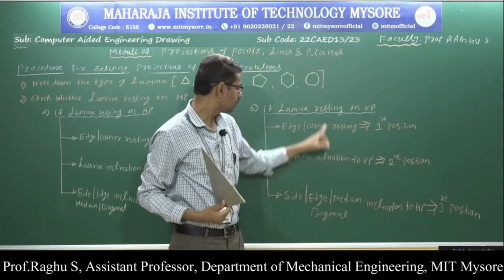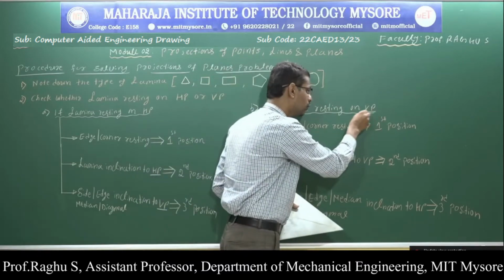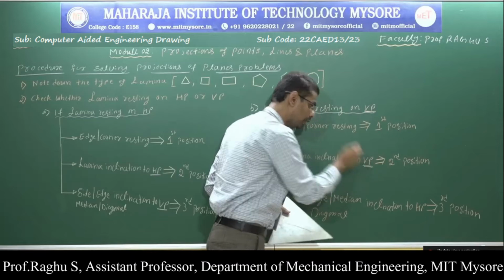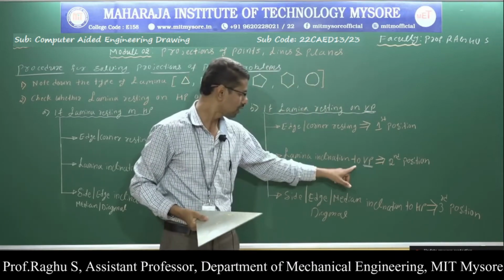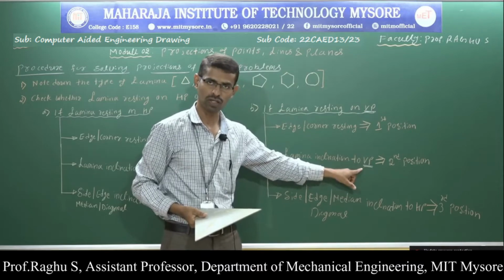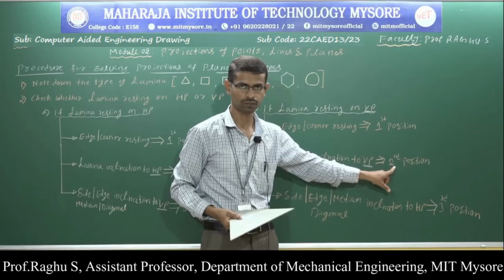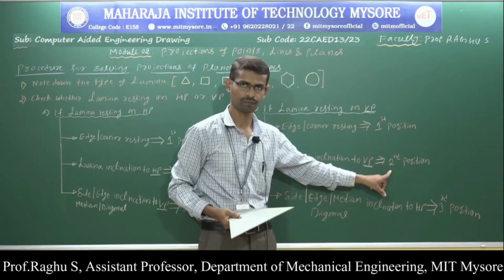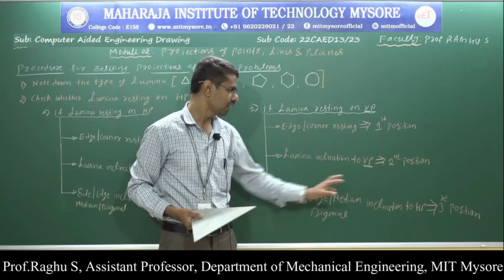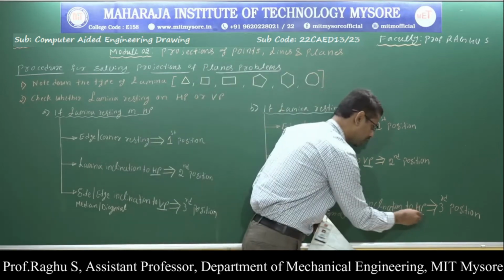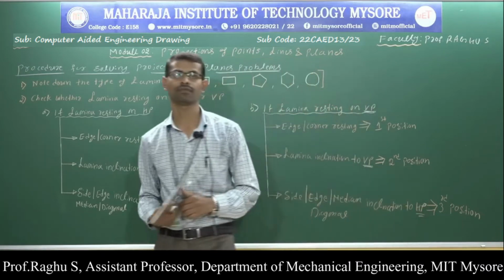When the lamina is resting on VP, the lamina inclination is with respect to VP only. This data is used for drawing the second position front view and second position top view. Next, note down the side or edge or median inclination with respect to HP, and this data is used for the third position.